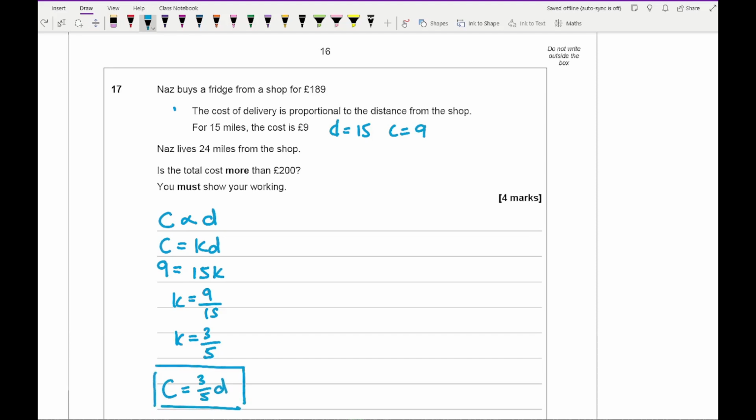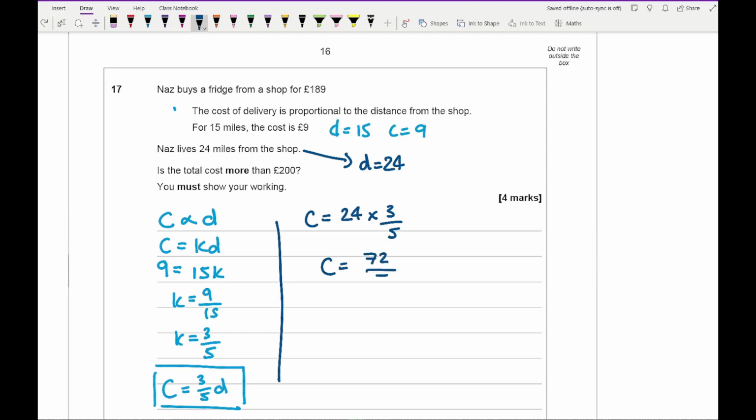So with that formula, what I now need to do is substitute D equals 24. So when D equals 24, I've got C equals 24 multiplied by 3/5. And then here we just need to work this out. So 24 times 3 gives me an answer of 72 divided by 5.